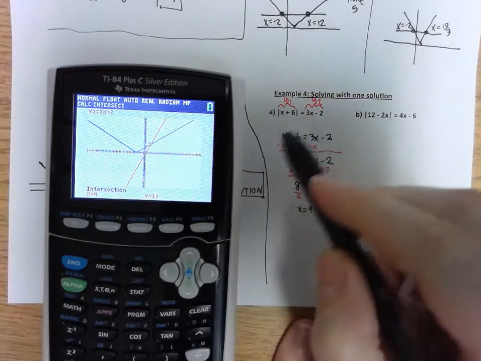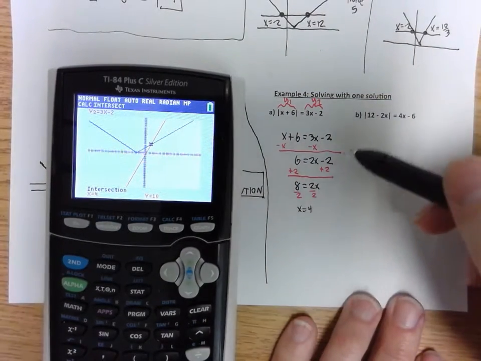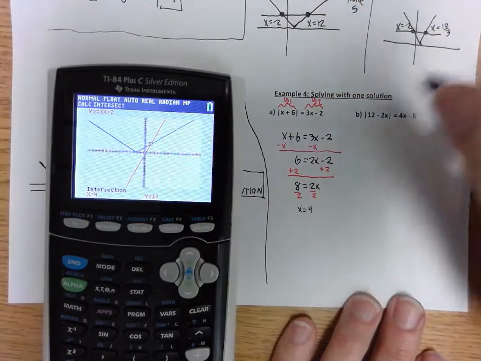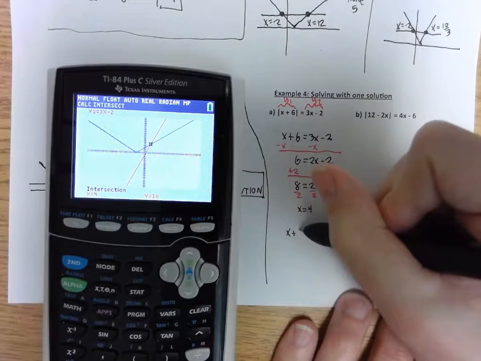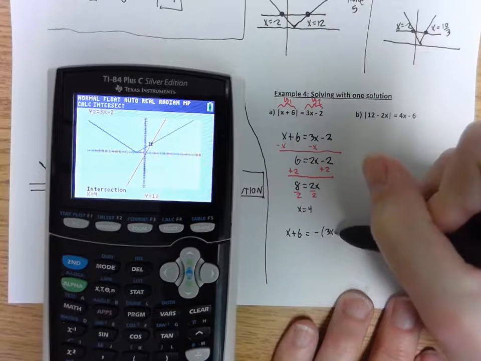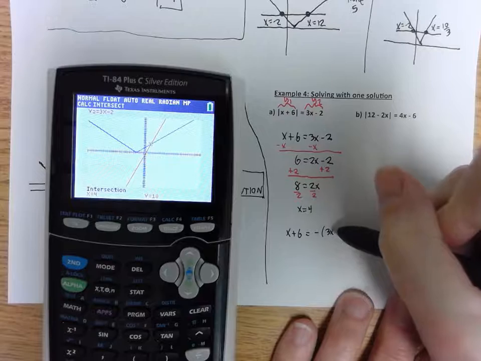10 is just the value of y when you plug that in, but we don't need that. Well, the thing is, if you tend to solve this by hand, then you technically have to do it twice, right? You have to do one with a positive, one with a negative. So x plus 6 equals negative 3x minus 2. And that's going to change that to negative 3x and positive 2.